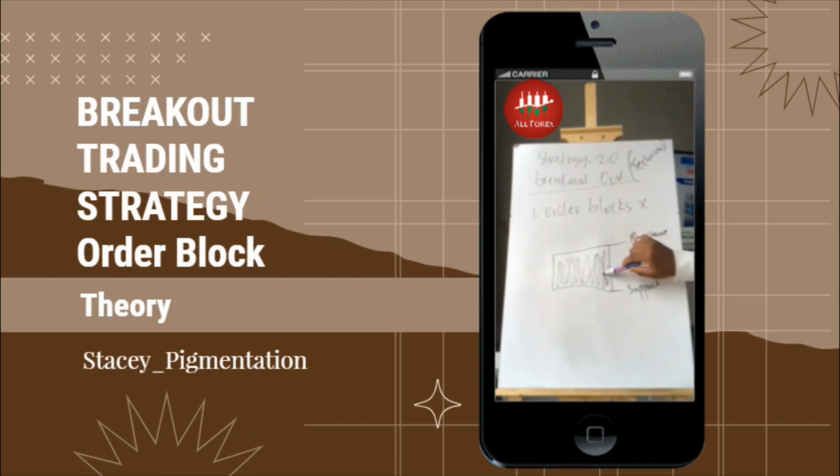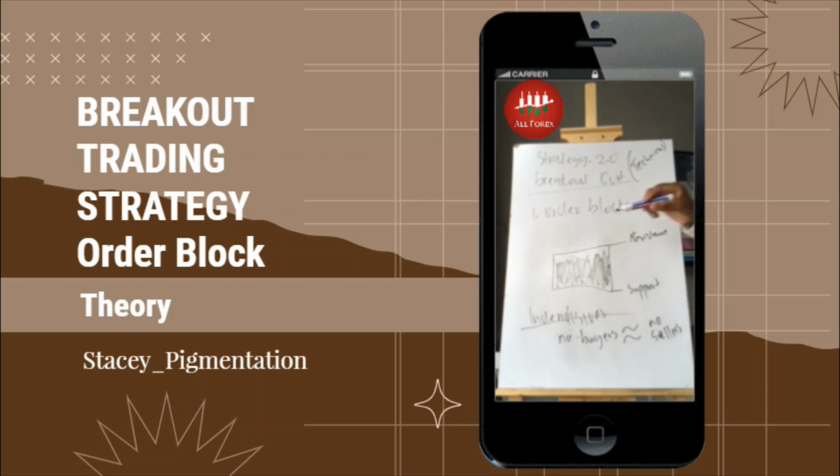So what is inside here is consolidation. Consolidation simply means there is an indecision of price. An indecision of price simply means that the number of buyers at that particular price is slightly equal to the number of sellers.